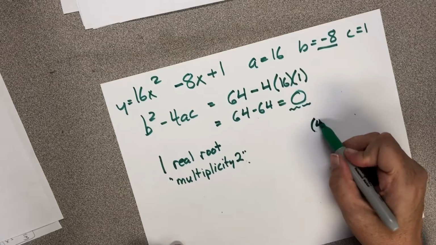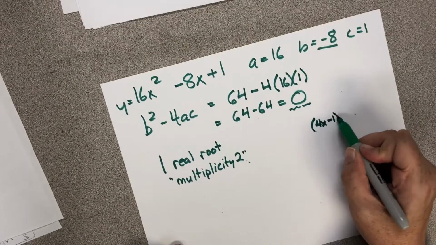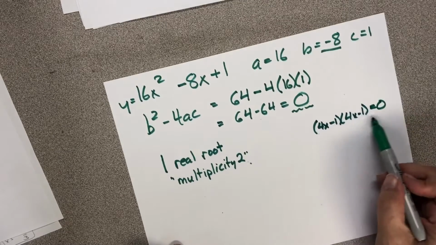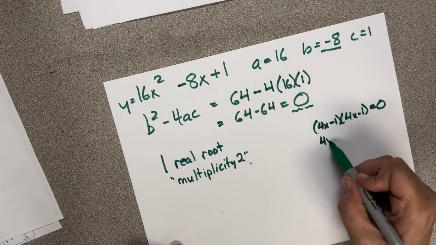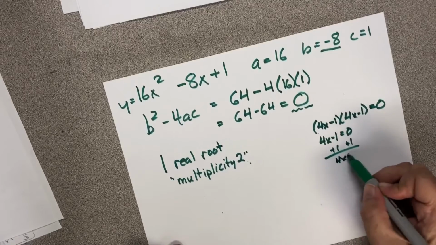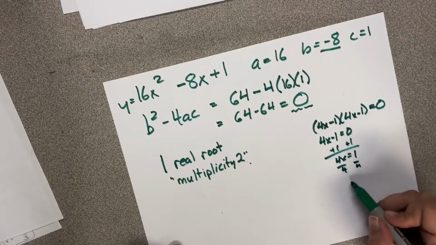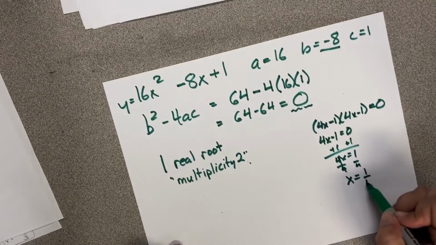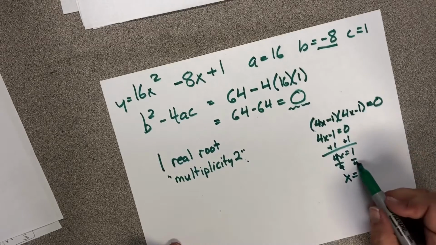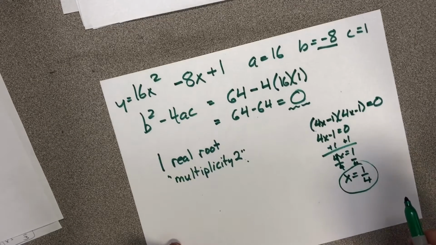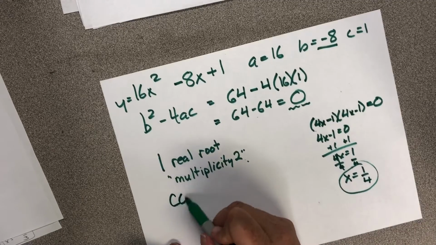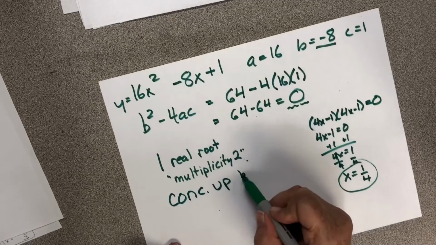If you factor it, you get 4x minus 1 times 4x minus 1 equals 0. So you can see you're going to get the same answer, right? You would do 4x minus 1 equals 0. And so what you end up getting, if you were to work all this out, which you don't have to do, I just wanted to show you. If you were to do all this work, you would get for both of these that the root was positive 1/4. So we only have 1 real root, multiplicity 2. We are concave up because A is positive.